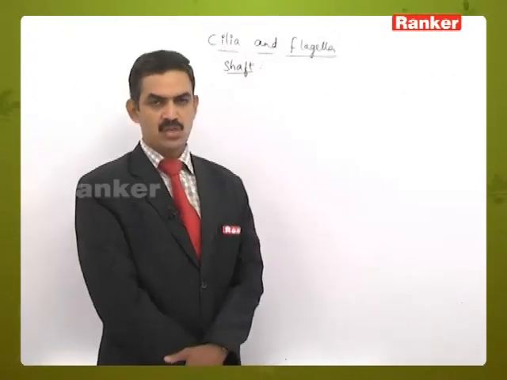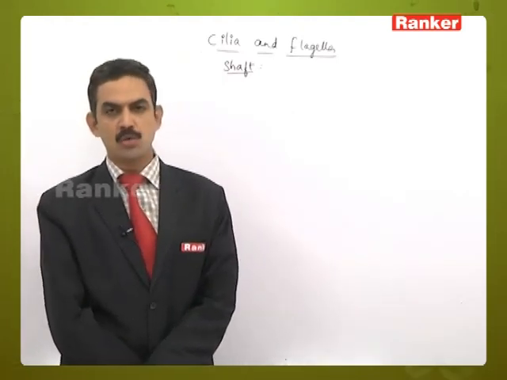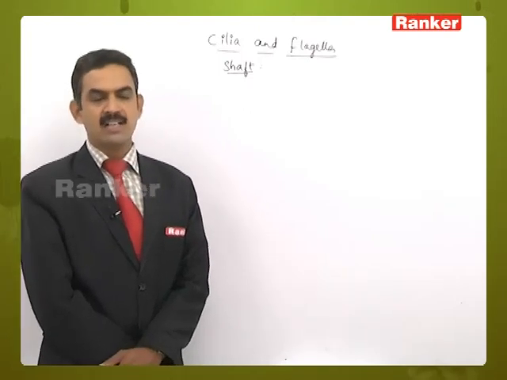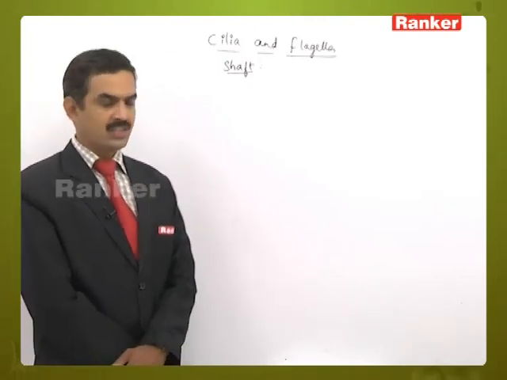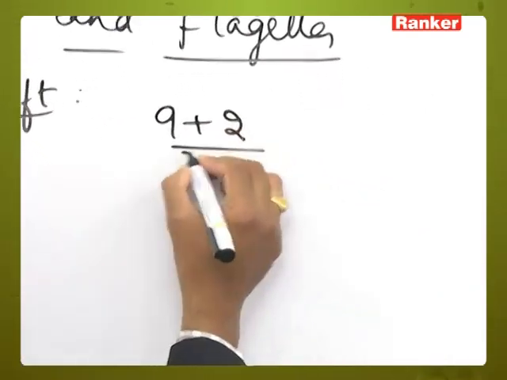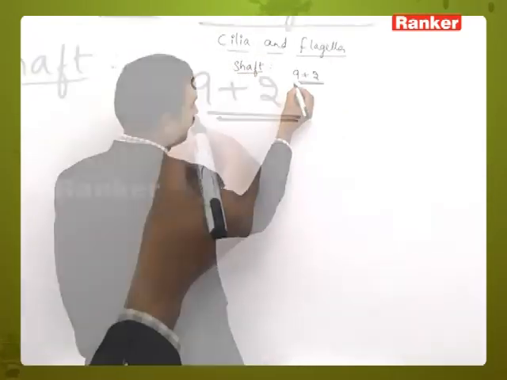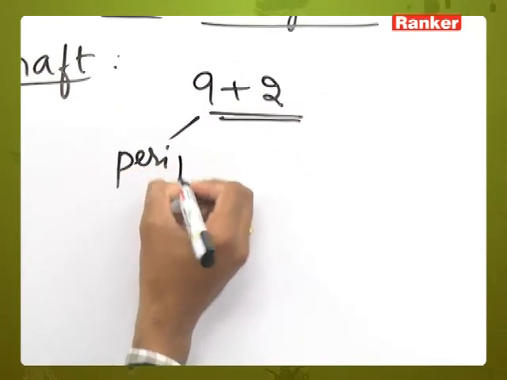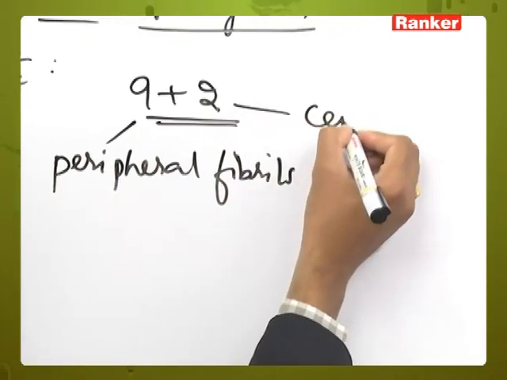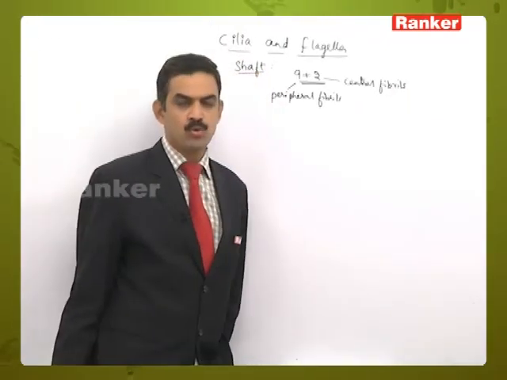If you take the transverse section of the flagella, as we said, this is made up of a protein called tubulin. Almost all the cilia and flagella parts are made up of tubulin protein, and it contains a central structure showing a 9+2 arrangement. So what is this 9+2 arrangement? It contains microfibrils: 9 peripheral fibrils and 2 central fibrils are present.